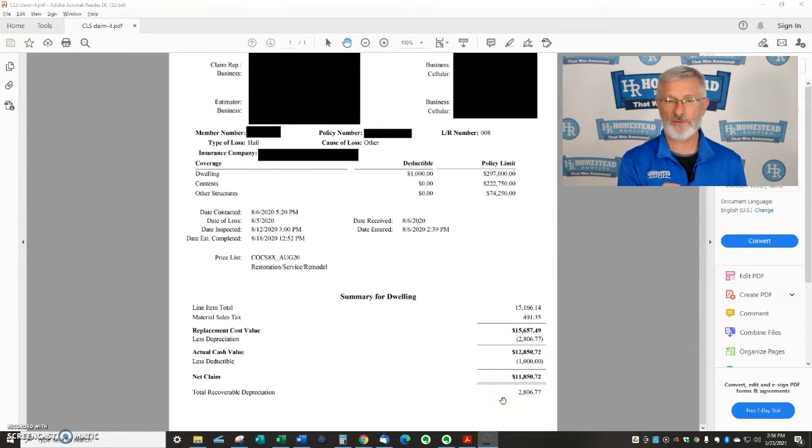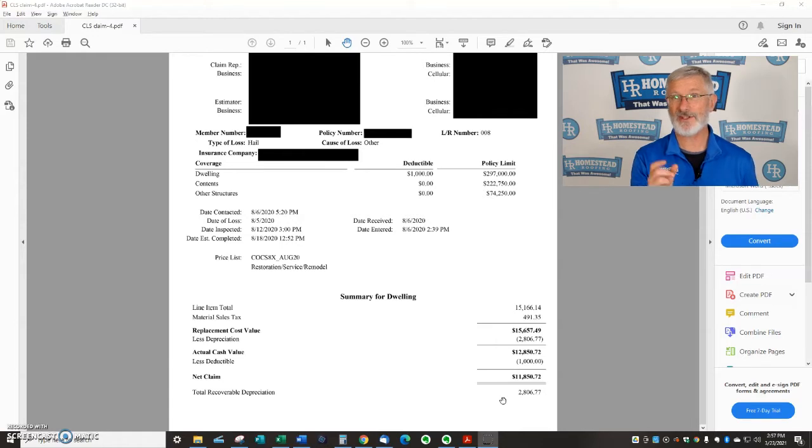If it says total recoverable depreciation, let's say on this one the total recoverable depreciation was $1,500, then what that's saying is that there's over $1,300 of depreciation that the homeowner isn't going to recover. The homeowner's not going to get that money back. And the other important thing to know about this particular line item is you want to look and see, does it say non-recoverable depreciation in there?